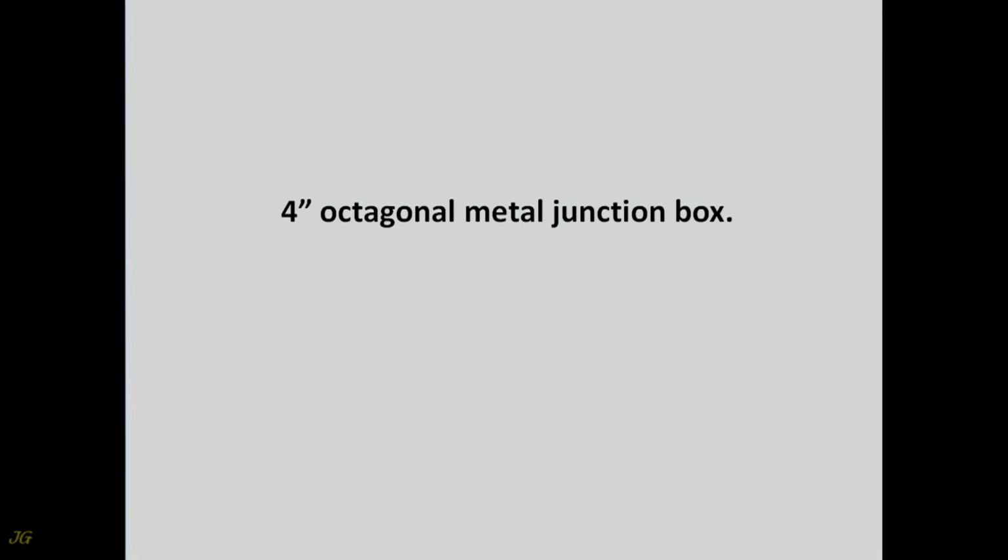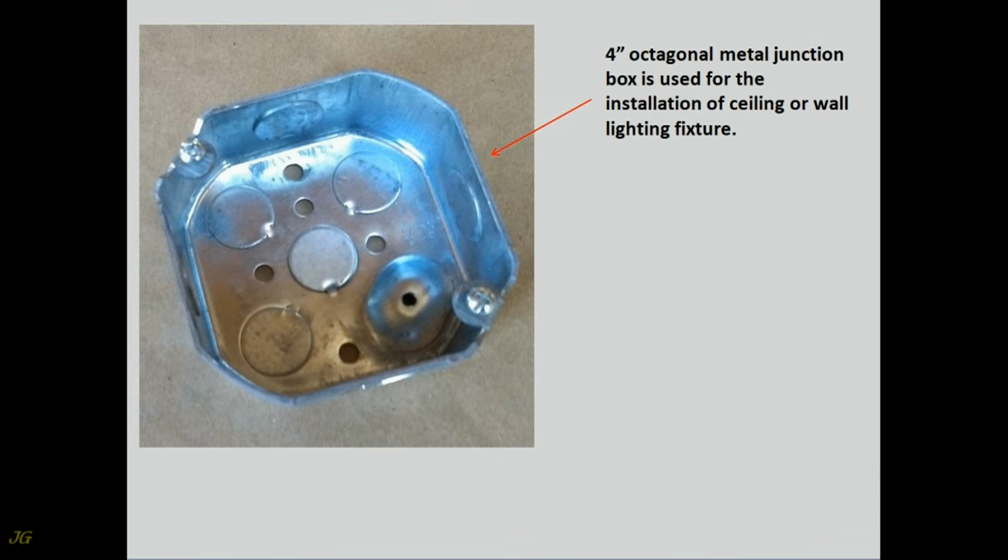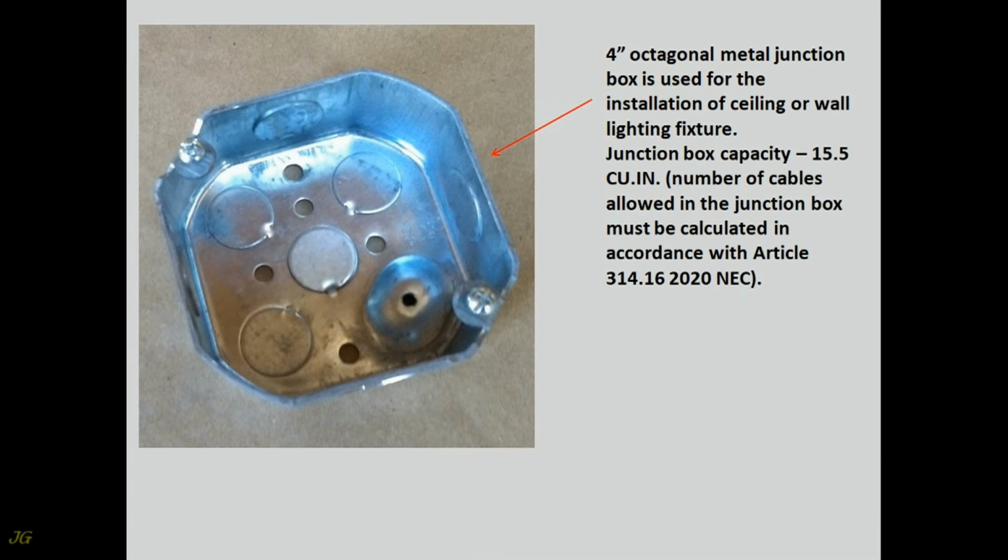Four inches octagonal metal junction box. A 4 inches octagonal metal junction box is used for the installation of ceiling or wall lighting fixtures. Junction box capacity 15.5 cubic inches. The number of cables allowed in the junction box must be calculated in accordance with Article 314.16, 2020 NEC.